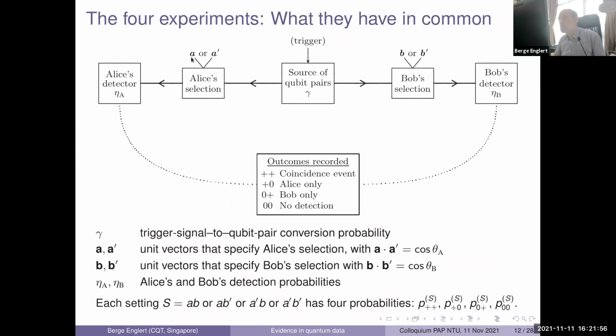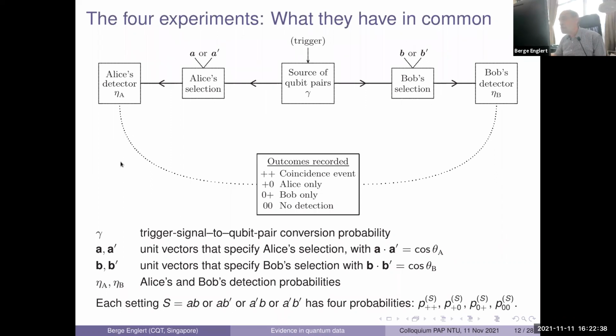This filter is characterized by a setting for which we use vectors A and A prime for Alice and B and B prime for Bob. And then there's a detector that receives the particle and clicks or doesn't click. These detectors have finite efficiencies denoted by eta A and eta B for Alice's detector and Bob's detector. And for each trigger event, we either have a click on both sides, that's a coincidence event, or we have a click only on Alice's side, that's an Alice-only event, or we have a click only on Bob's side, that's a Bob-only event, or we have a trigger signal but no clicks at all. That's a null event, or no detection.